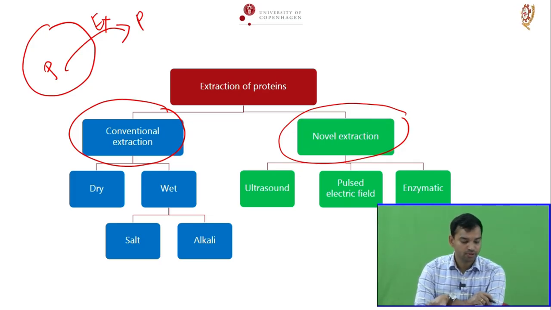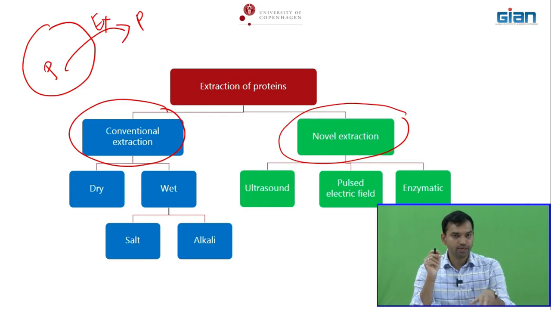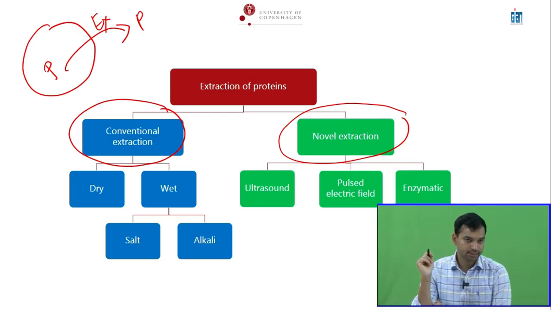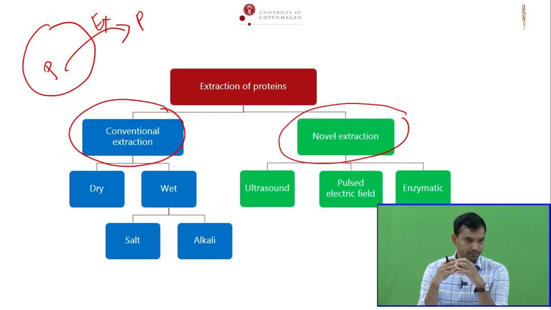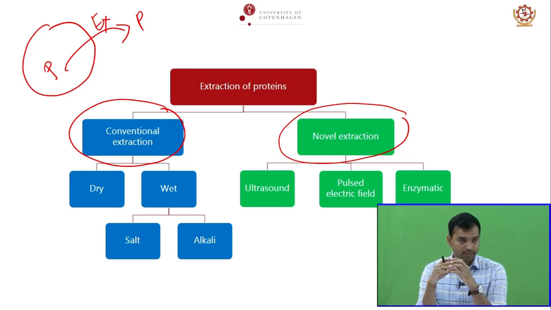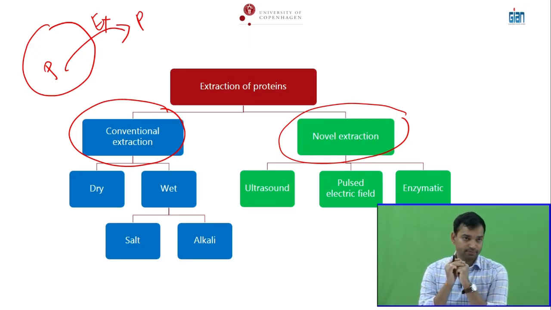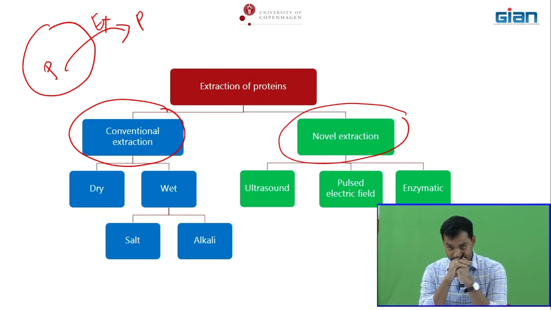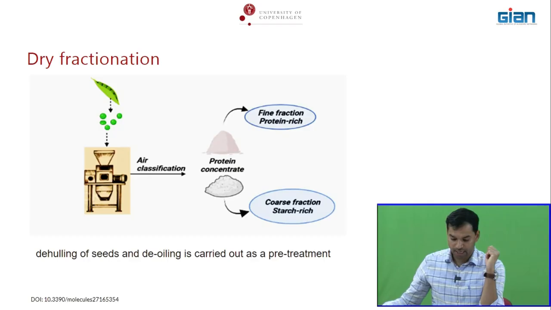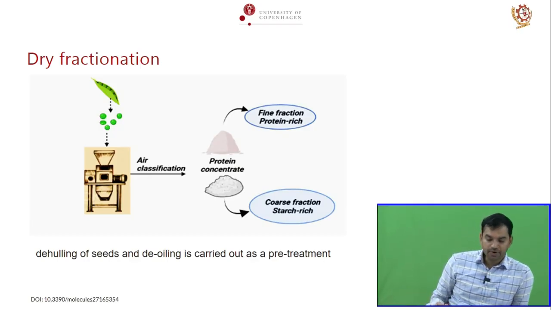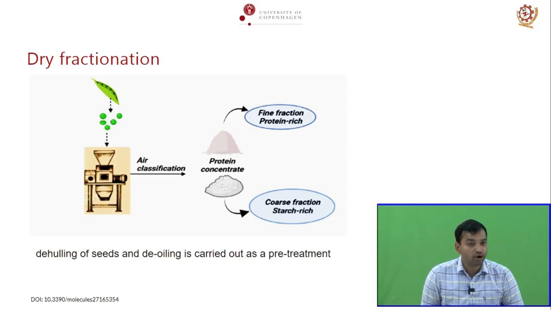Is it clear? So, the idea is to extract protein from inside to outside using different technologies. Okay, each technology has its own advantages and disadvantages. That's what we're going to discuss today. What I'm going to teach you is the principles of extraction, advantages and disadvantages, and some examples. That's it. You are welcome to ask me any number of questions in between. All right. Let's begin with the conventional extraction today. In the conventional extraction, one of the most common or the cheapest methods is dry fractionation. Okay.